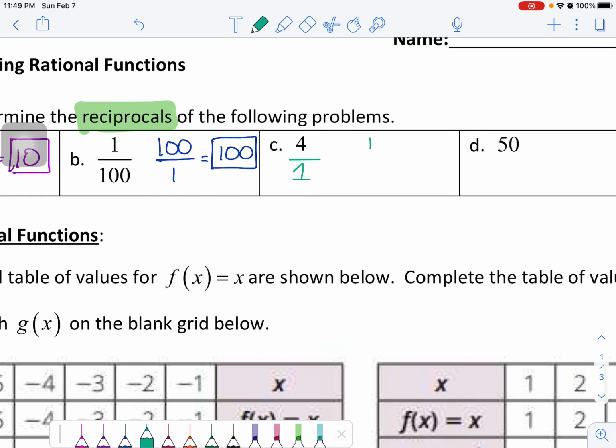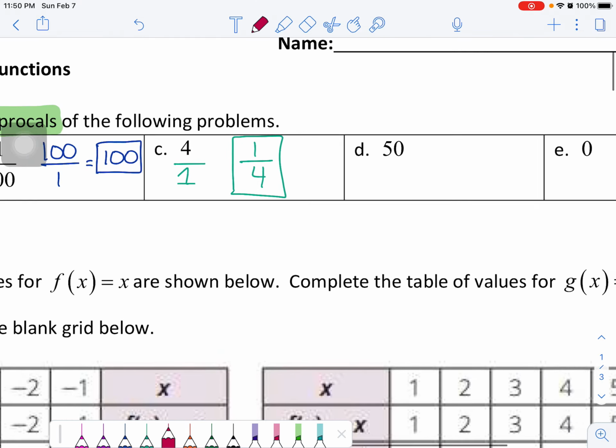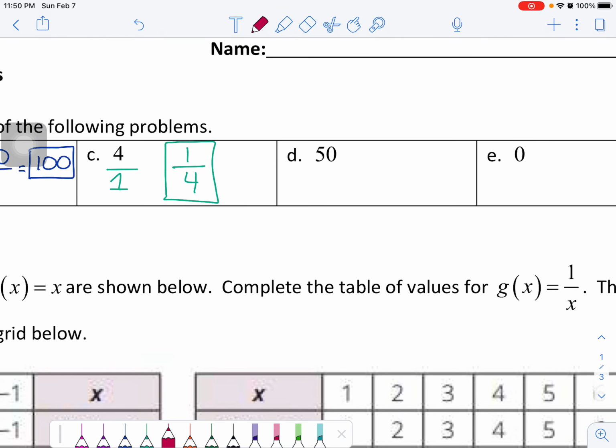So if we flip that fraction over to create the reciprocal, it would be 1 over 4. Now 1 over 4 is not going to reduce for us. So we're just going to leave it. We can do the exact same thing for part D. This would be 50 over 1. As a reciprocal, then it would turn into 1 over 50. Cannot be reduced.